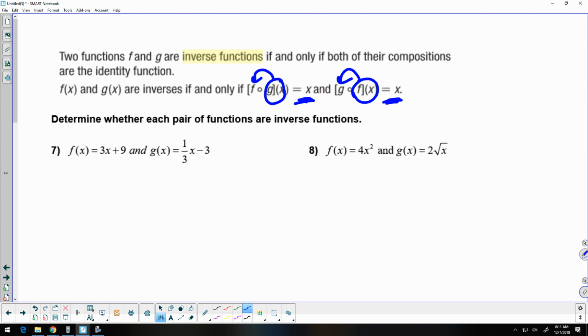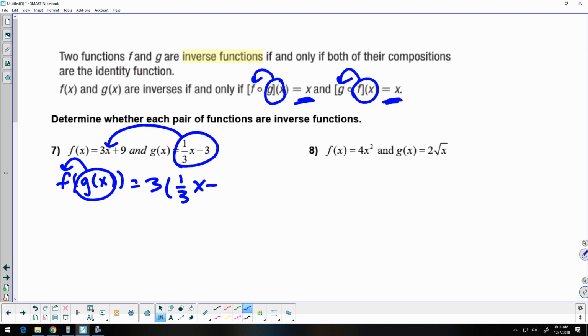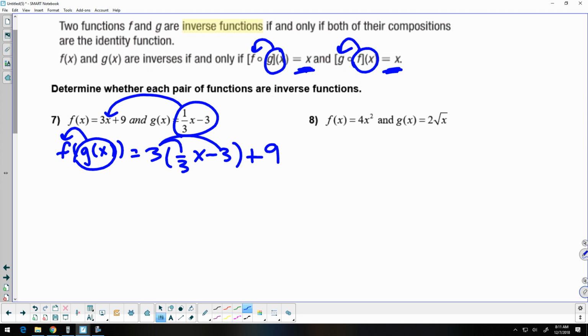Again, I'm going to do f of g of x to start. So find each composition. I'm taking all of g of x and plugging it into f. If I take g, 1/3 x minus 3, plug it into f of x, we would have 3 times 1/3 x minus 3 plus 9. Now simplify this. We want just a positive 1x left over. If I distribute 3 to both terms, I would have positive 1x minus 9 plus 9. Minus 9 plus 9 cancel, and look at that, we have positive 1x left over. So far, so good. But now you want to check the other composition.